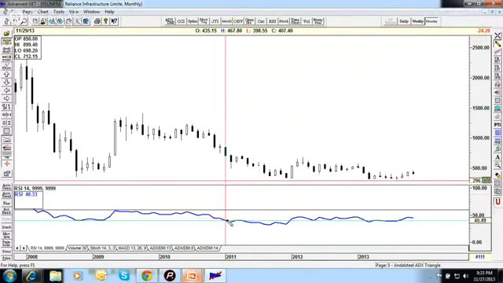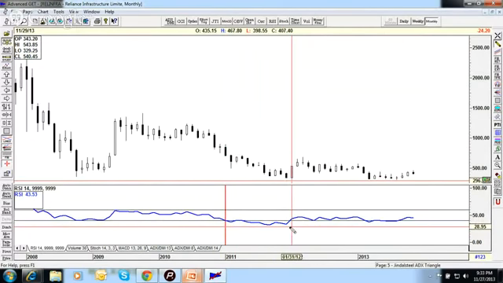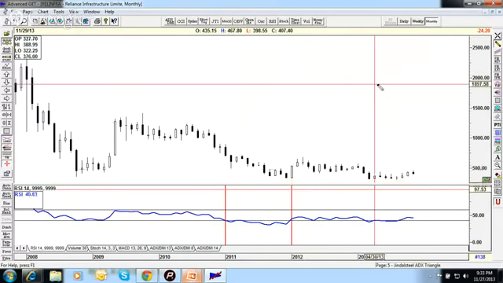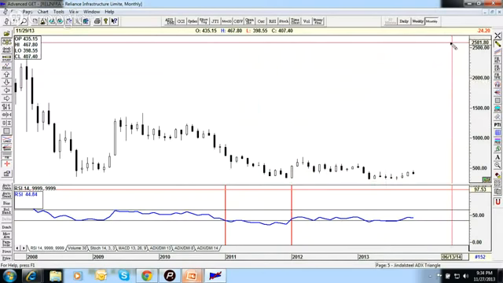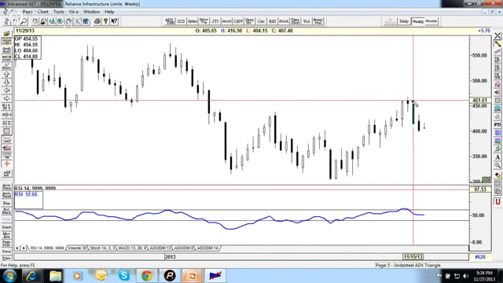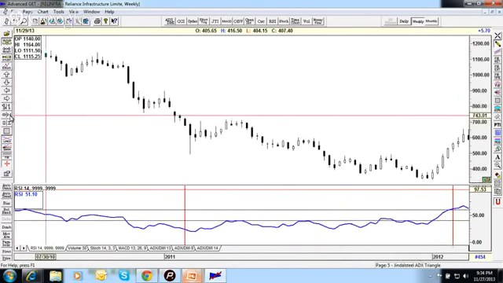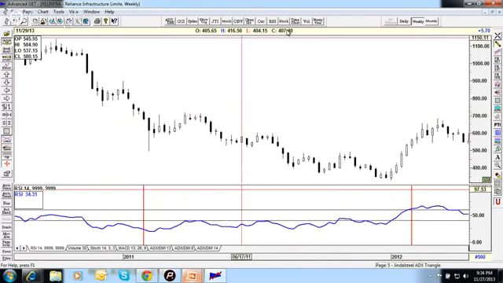When RSI was below 40, these red lines denote that the market is completely bearish on the monthly chart, because it is below 40. Now I switch to the weekly chart and go into that same zone where I saw that. These 2 red lines suggest that the monthly RSI is below 40.